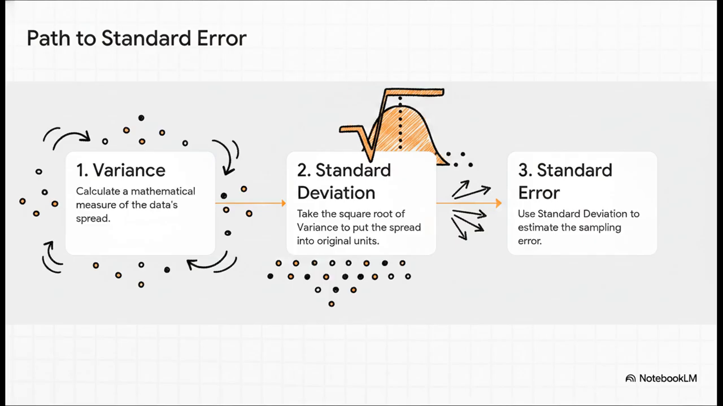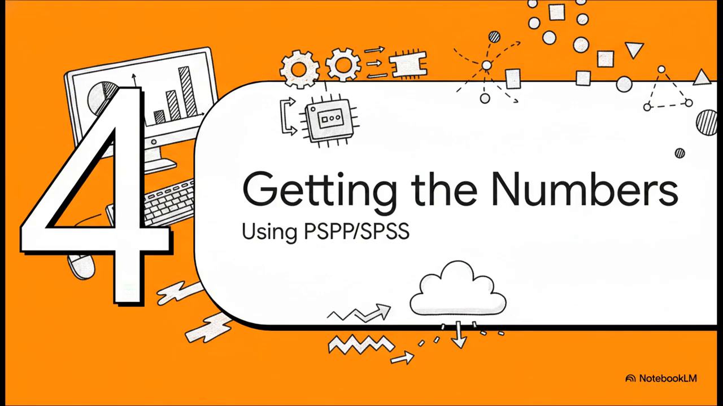Then, from there, we get the standard deviation, which makes that spread a lot easier to understand. And that standard deviation leads us right to our final destination, the standard error. Okay, theory is awesome, but let's get practical. How do you actually get a computer to do all this heavy lifting for you? Let's take a look at how you do this in a program like PSPP or SPSS.